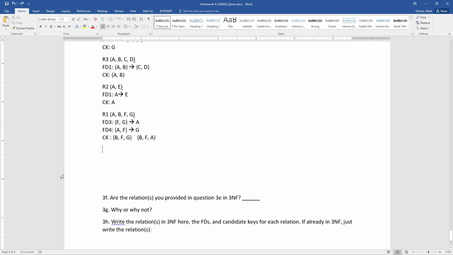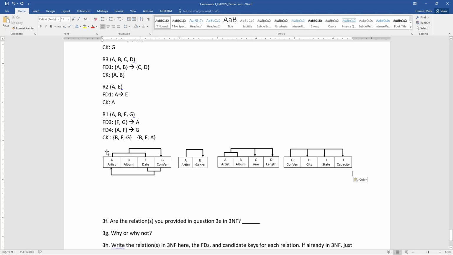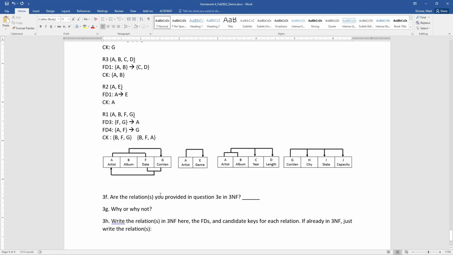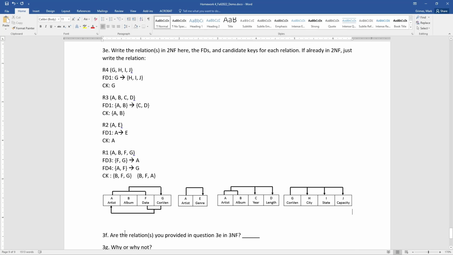And while I did not ask you to provide this, if you're interested, this is what the dependency diagram for these three relations would look like. A couple of things I will point out here. Notice that in relation 1, nothing functionally determines B or F, and that's why we see B and F in both of our candidate keys. But if we know A, B, and F, we can determine G, and if we know B, F, and G, we can determine A. So we have no partial dependencies, no transitive dependencies.